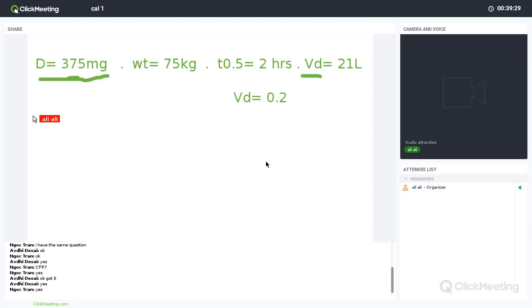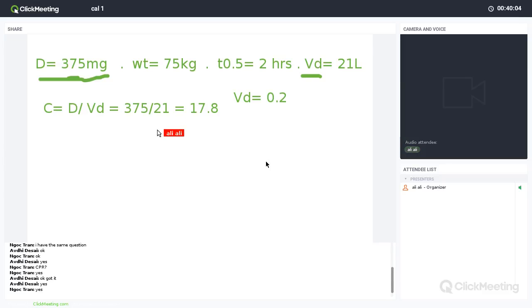So it will be like this. The equation C equals D, which is the dose, multiplied by the volume of distribution. It's very direct and easy. 370 divided by 21 will give me 17.8.